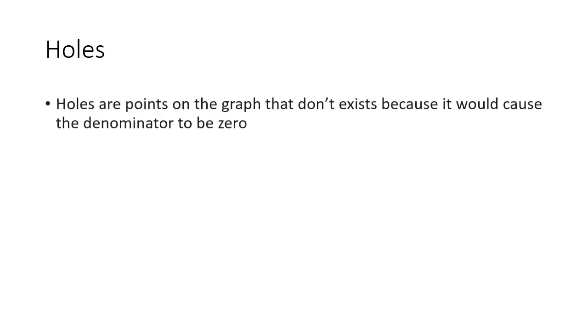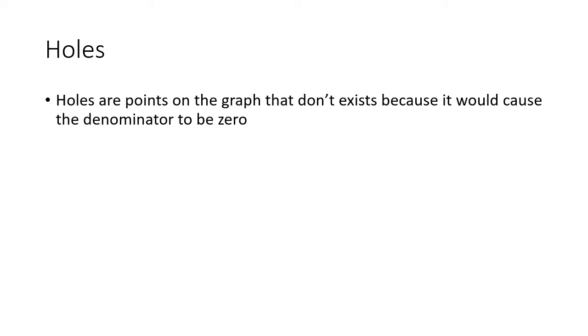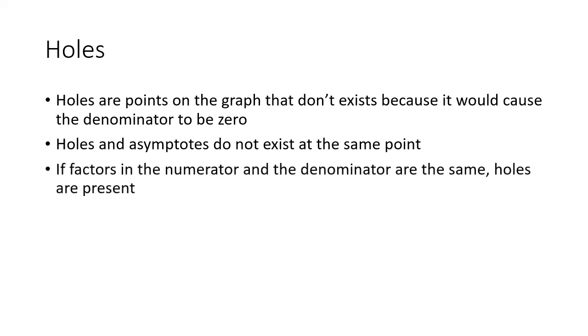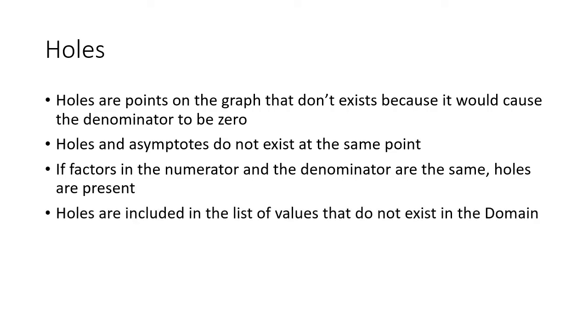Now let's take a look at holes. Holes are points on the graph that don't exist because it would cause the denominator to be 0. Holes and asymptotes do not exist at the same point. We're going to talk about asymptotes in a second. If factors in the numerator and the denominator are the same, holes are present. Holes are included in the list of values that do not exist in the domain. So it's one of those x not equal to numbers.